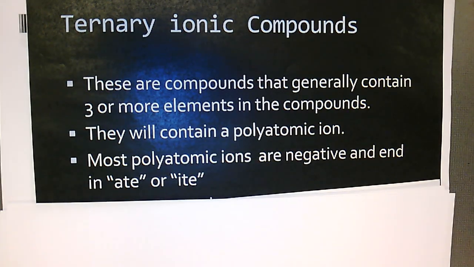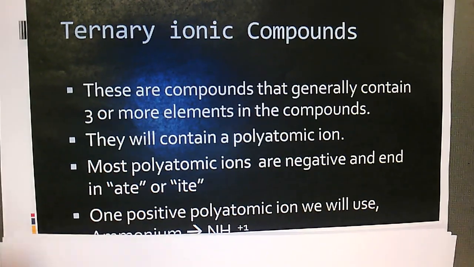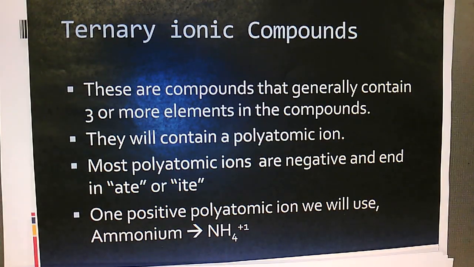How we know that they have a polyatomic ion or that they are ternary is the polyatomic ions are generally going to be negative, and they're going to end with ATE or ITE. If you have the ending of ATE or ITE, you know. Are there exceptions to that? Yes, and I'm going to point that out here in a second. The first exception will be our only positive polyatomic ion we're going to deal with, and that is ammonium. Ammonium is NH4. It's on our pink sheet, and it's got a +1 charge.